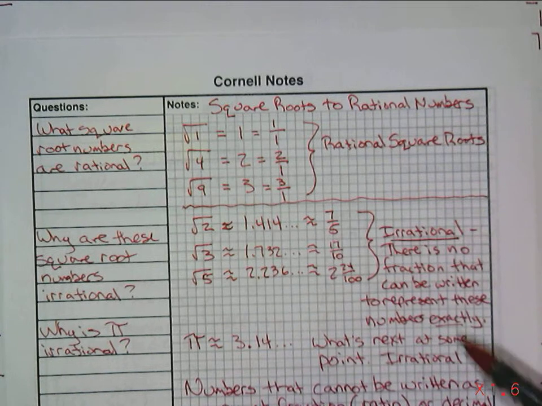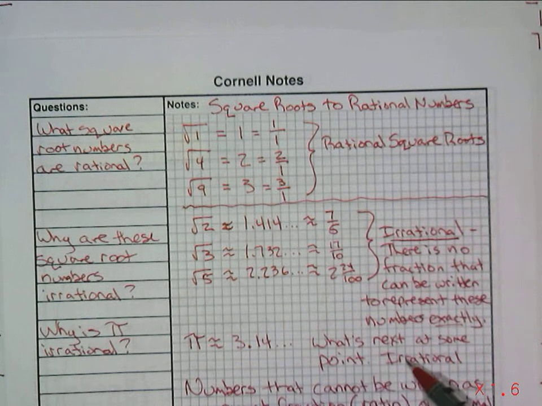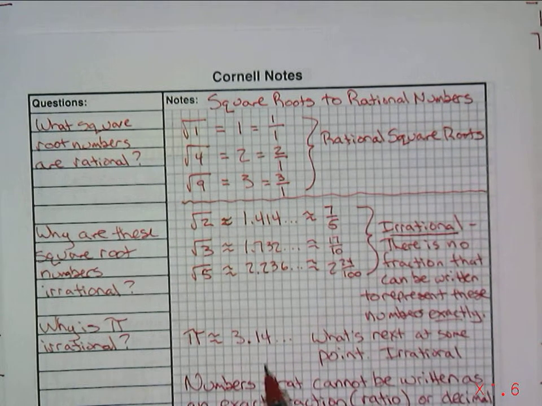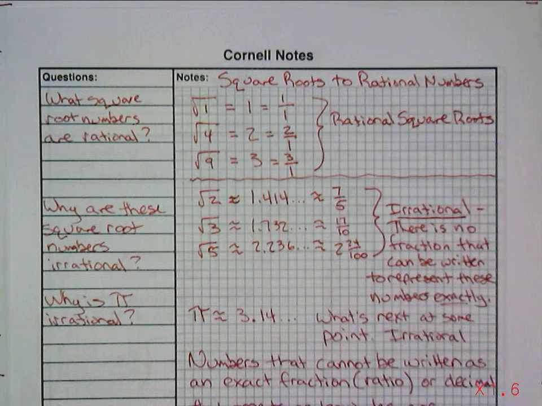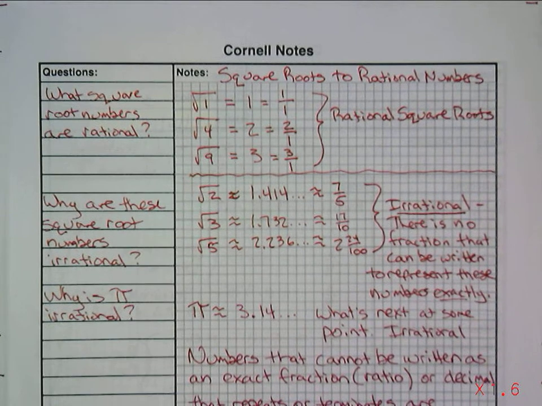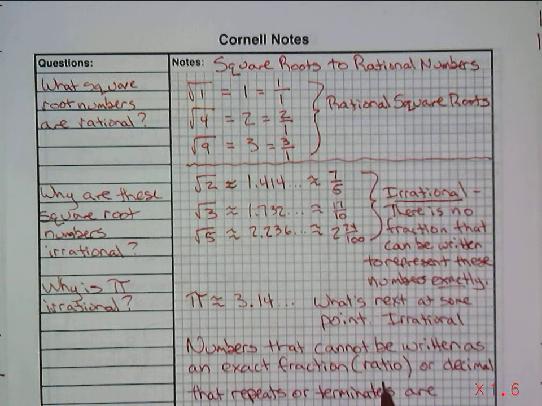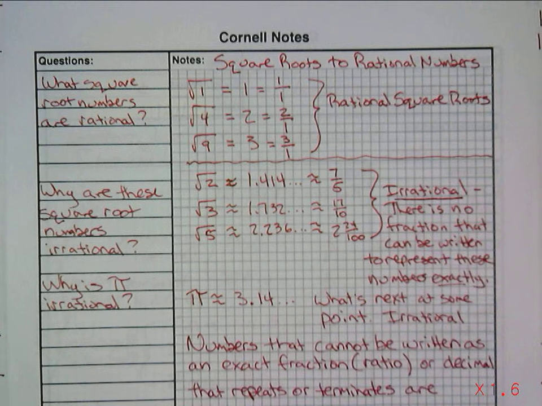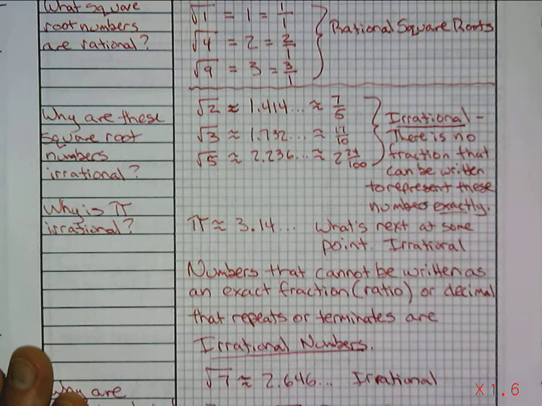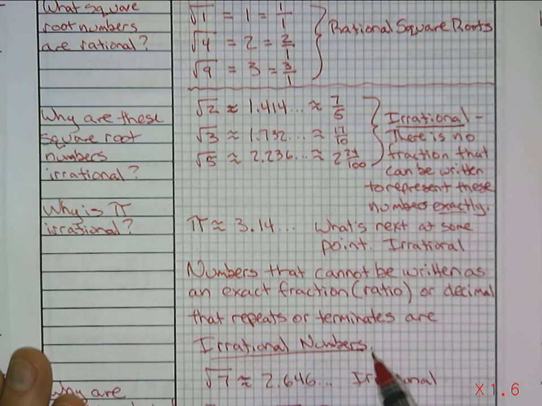And so therefore we have these irrational numbers because we don't know what's next. And at some point we can't predict what's next. We might have a list that we could read off of, but the number itself does not give us any way to predict. So numbers that cannot be written as an exact fraction or ratio or decimal that repeats or terminates, these are the numbers we call irrational numbers. These are our irrational number set, and there's lots of them.